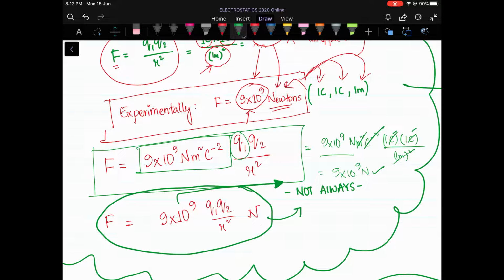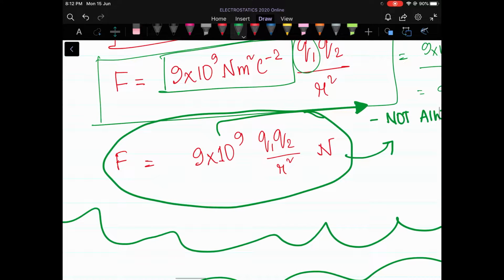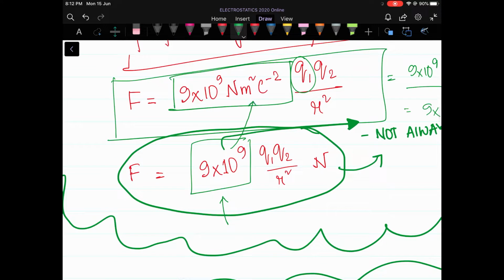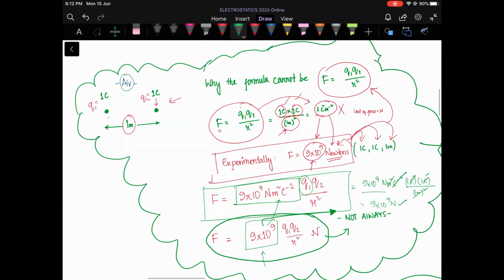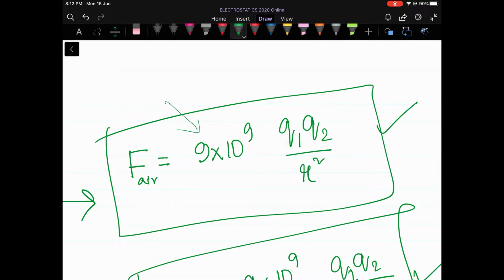So clearly, as I told you, our formula should not be only Q1 Q2 by R square, because it does not give us the exact answer, but we should multiply this formula by a constant whose value is 9 into 10 to the power 9, and the SI unit of this constant should be Newton meter square Coulomb minus 2. And all this calculation that I've shown you is applicable when the medium between the two charges is air.